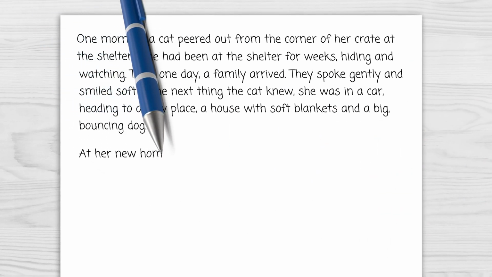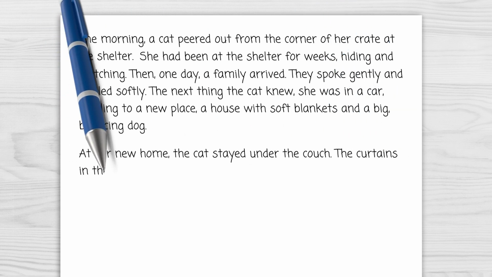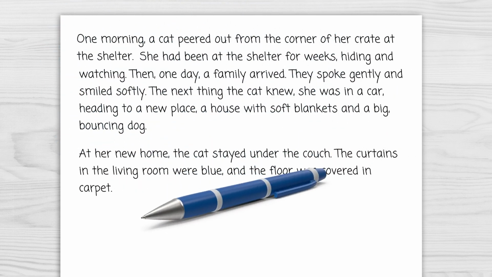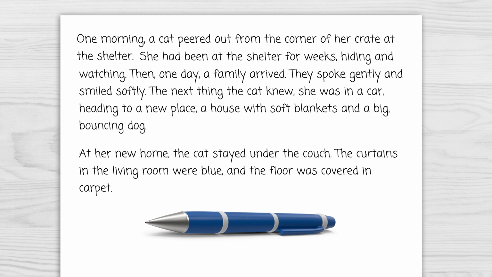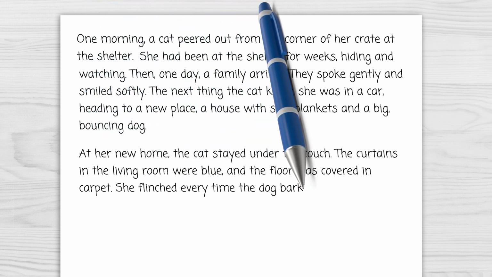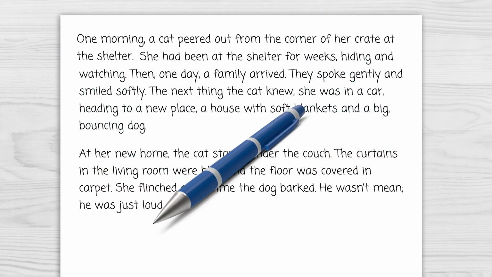At her new home, the cat stayed under the couch. The curtains in the living room were blue, and the floor was covered in carpet. Here I could write, the cat didn't like the dog at all, but that doesn't really fit my theme. So instead, I'll write, she flinched every time the dog barked. He wasn't mean, he was just loud.